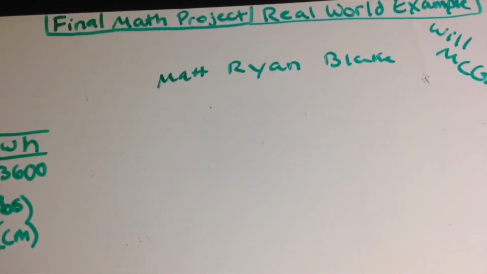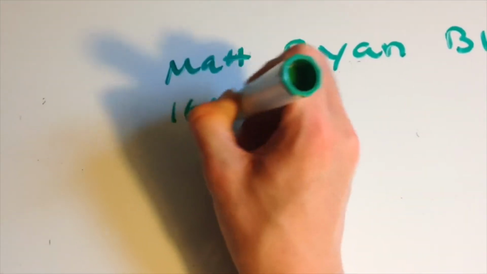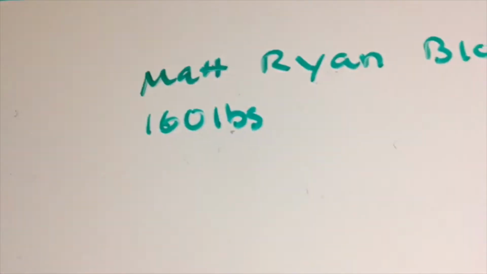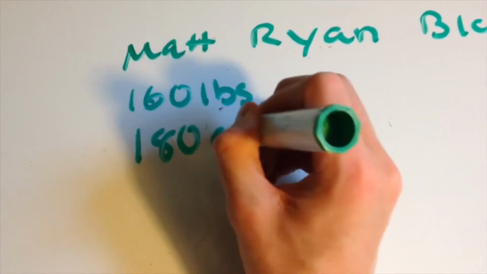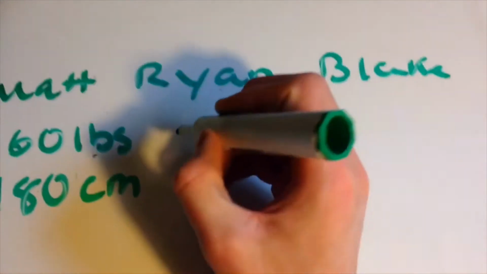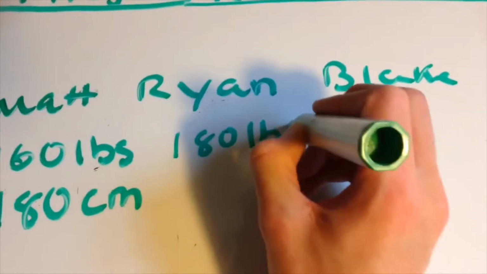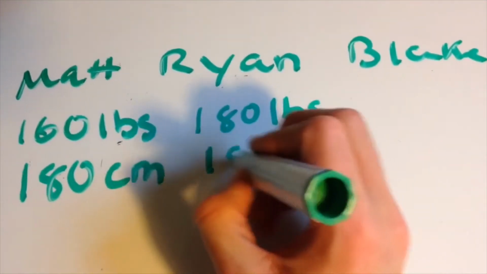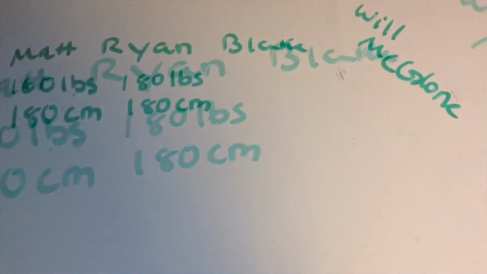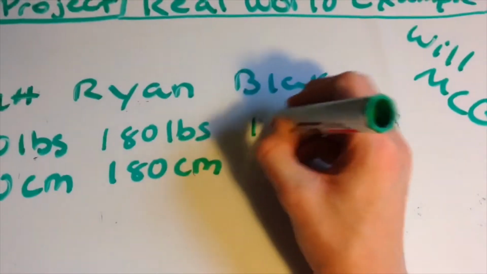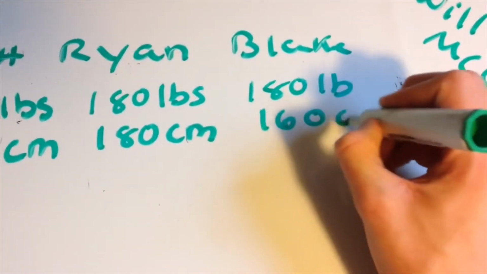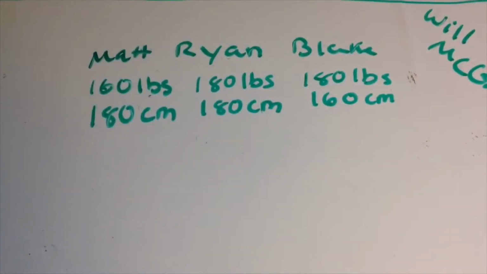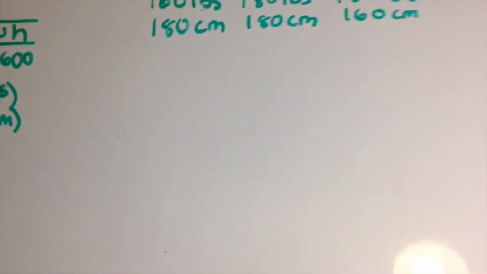Now let's suppose Matt is 160 pounds, and he's also 180 centimeters tall. Now let's say Ryan is 180 pounds and 180 centimeters tall. Now let's say Blake is 180 pounds and 160 centimeters tall. Now if we just take all of their heights and weights and put it onto our formula right here, it may look a little something like this.